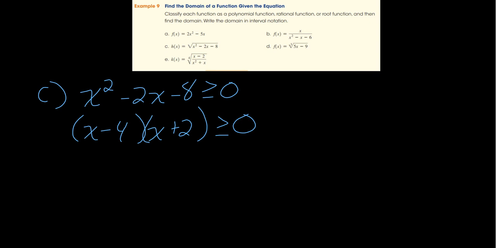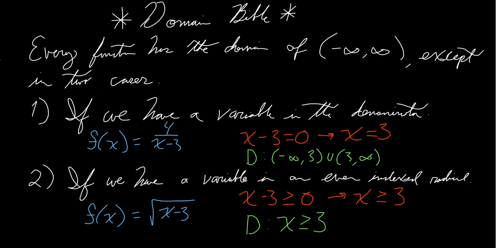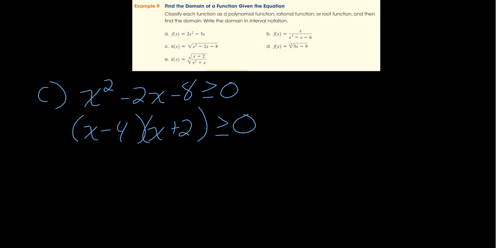But you only have to do this when what's inside this radical here, the radicand, is of degree 2 or more. For the example I gave in the domain Bible, example number 2, you're going to be seeing a first degree polynomial as the radicand most of the time. When you see a second degree polynomial, that's when you have to do this extra step. And it is a pain.